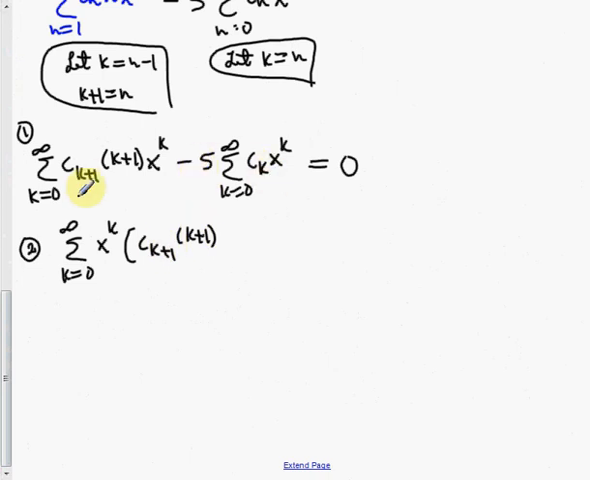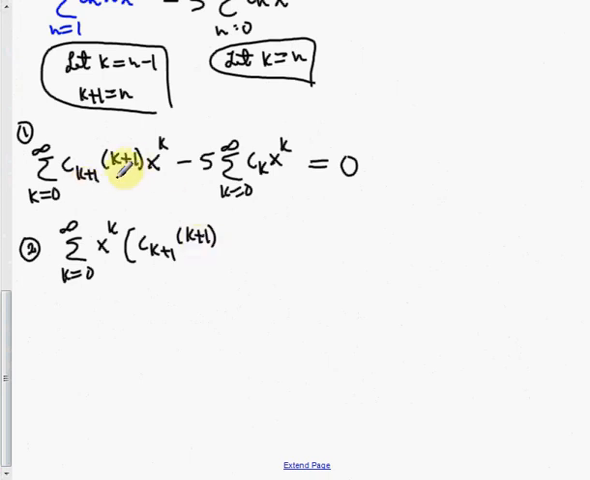Now, how can I factor out and write this as one summation? Two reasons. x to the k is common, right? And they're also starting at the same pivot position. They're both starting, k goes from 0 to infinity. If they start off at different locations, then I can't combine the summations. But if they start off at the same thing and they have a common factor, I can factor that common term and just write all of these summations as one summation.